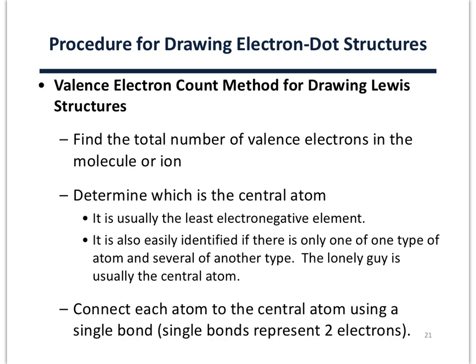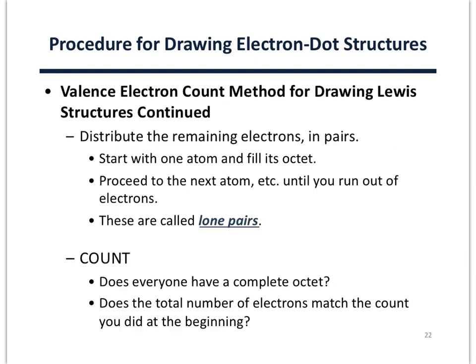After the valence electron count and determining the central atom, connect each other atom in the formula to the central atom with a single bond. Subtract 2 electrons per bond from your valence electron count. Next, distribute the remaining electrons in pairs to the atoms.